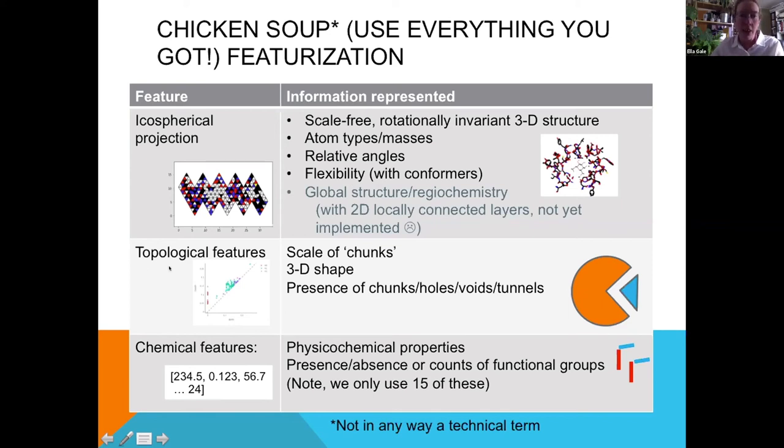And then we have the topological features, which have very little chemistry in them and include the scale of the chunks. This actually has distances in it, has the 3D shape and points out where there are chunks, holes, voids and tunnels, which are exactly what they sound like. And then I put in a couple of chemical features. These are things that are very easy to measure from RDKit, really simple things like moments of inertia and molecular mass, stuff like that.